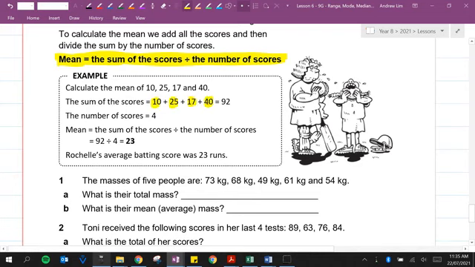So to find the mean, to find the average, we're going to divide this answer 92 by 4. And 92 divided by 4 is 23. So Rochelle's average batting score was 23 runs.